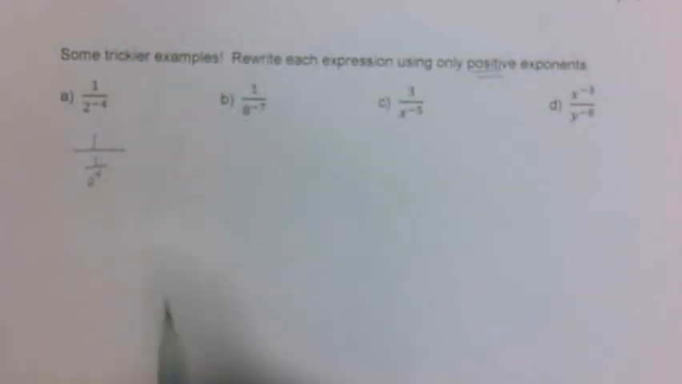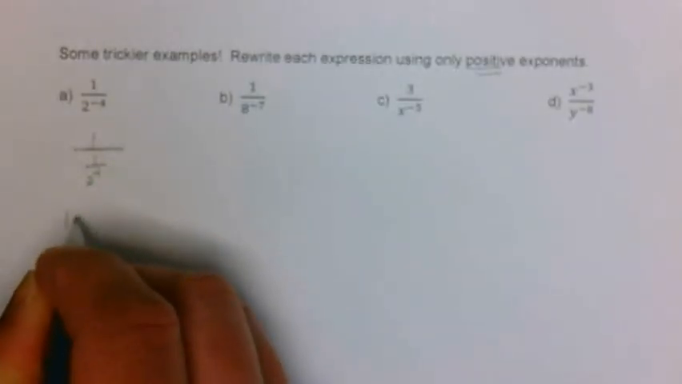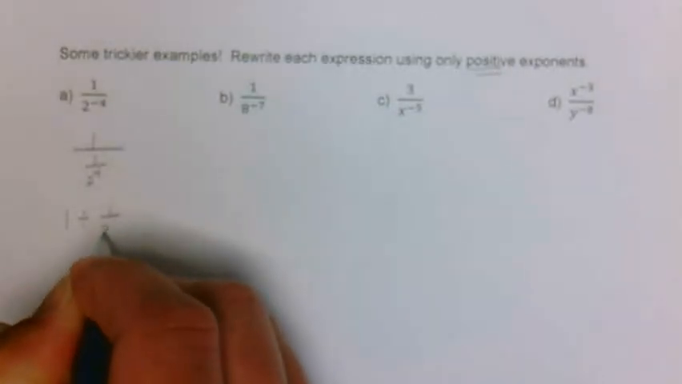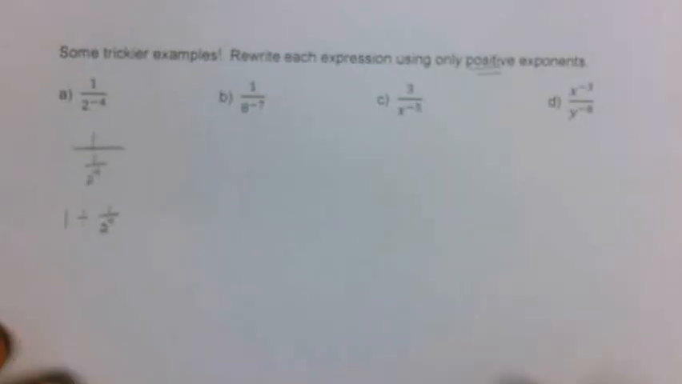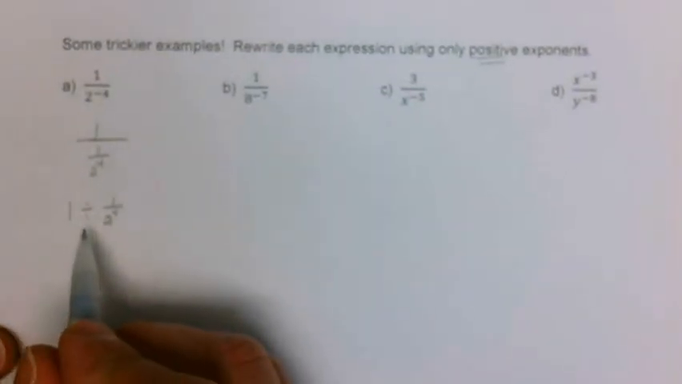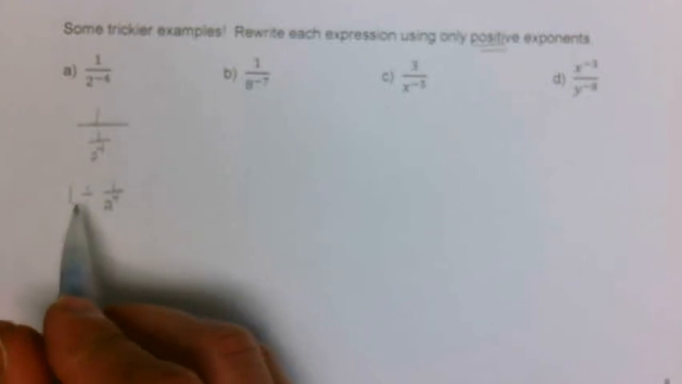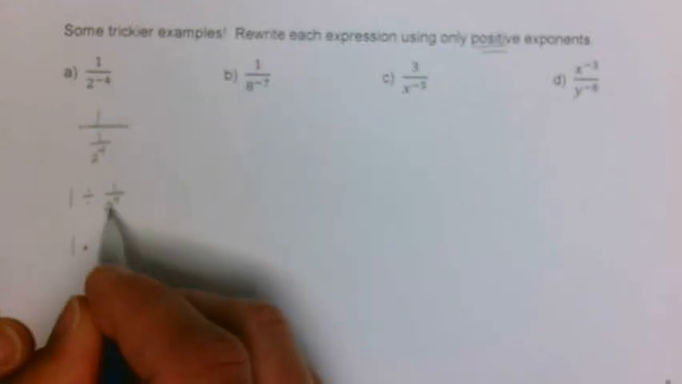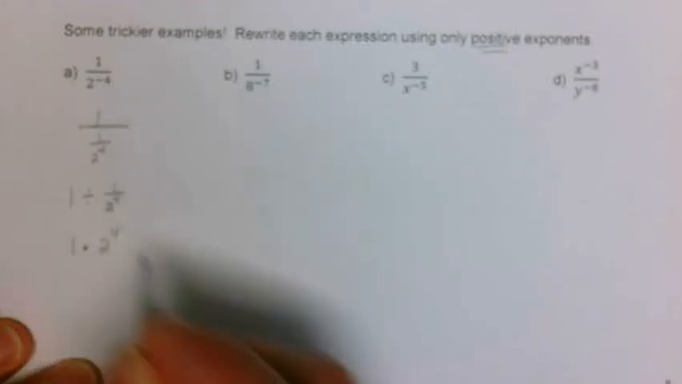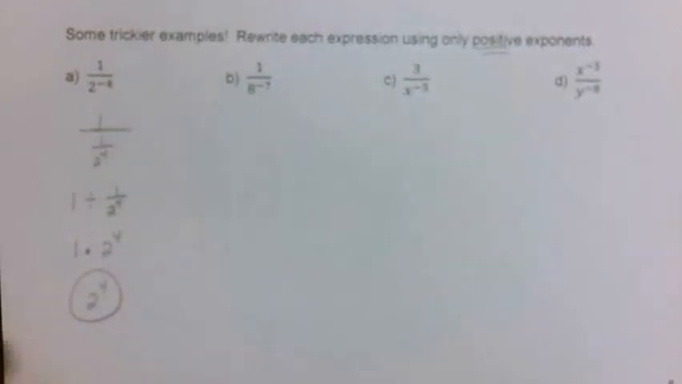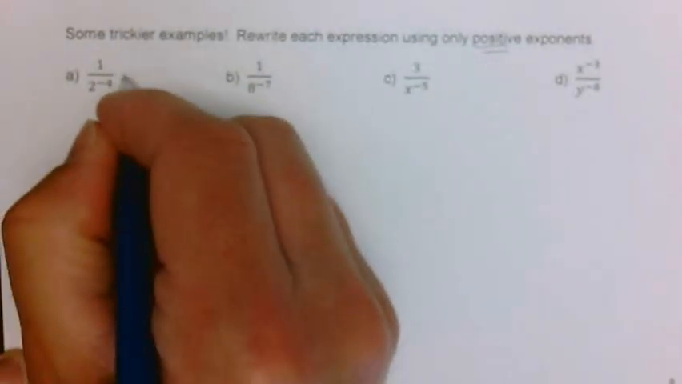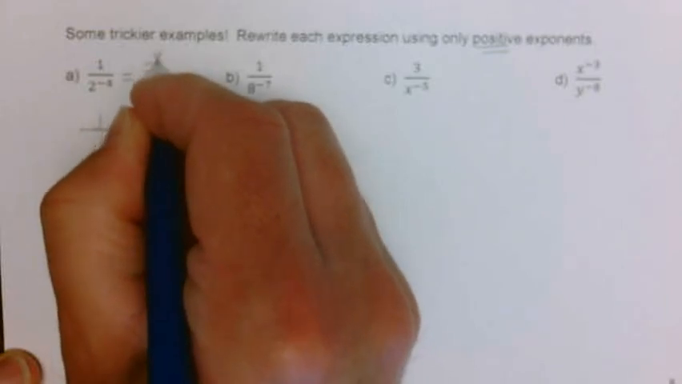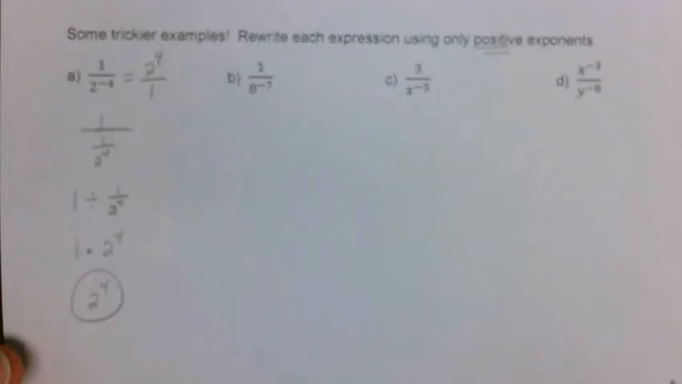So if you remember, a fraction represents a division problem. This means I'm going to take the number 1 and divide it by 1 over 2 to the fourth power. But when you divide fractions, you really end up multiplying by the reciprocal. So I'm really going to do 1 times the reciprocal of 1 over 2 to the fourth, which is just 2 to the fourth power. So 1 times 2 to the fourth power, my answer is just 2 to the fourth power. 1 over 2 to the negative fourth power is the same as 2 to the fourth power, which is the same as 2 to the fourth power over 1.